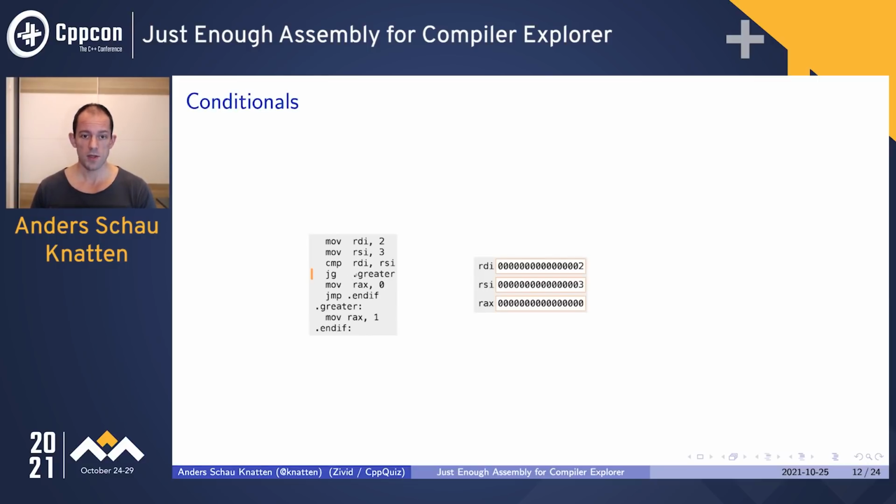So then I don't really do anything. I just continue with the next instruction. And the next instruction will then be putting 0 into RAX. So I've decided that RAX is my result, so I'll put false, or 0, in that one.